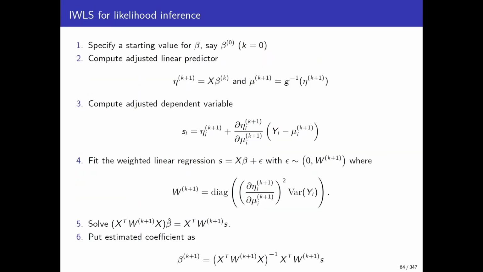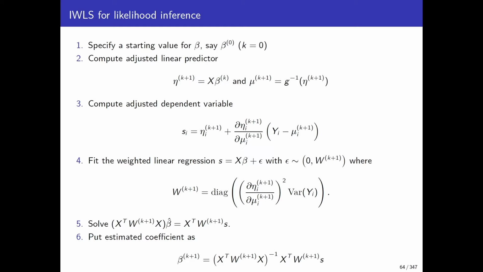Then, for the iterative weighted least squares for likelihood, there are 8 steps. First, specify a starting value for beta, say beta to the power 0, with k equals 0. Second, compute the adjusted linear predictor, which is eta to the power k plus 1 equals X beta to the power k, and mu to the power k plus 1 is equal to g to the power of minus 1 of eta to the power of k plus 1. Keep in mind, g here is a link function.